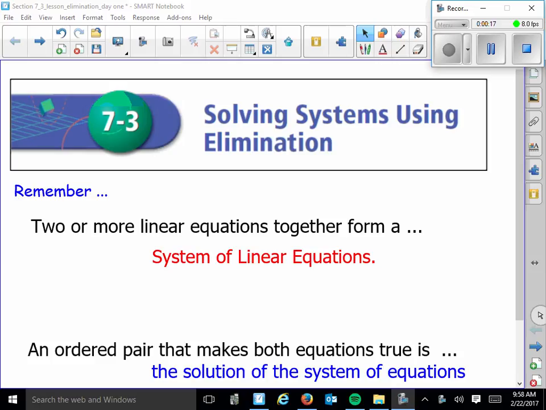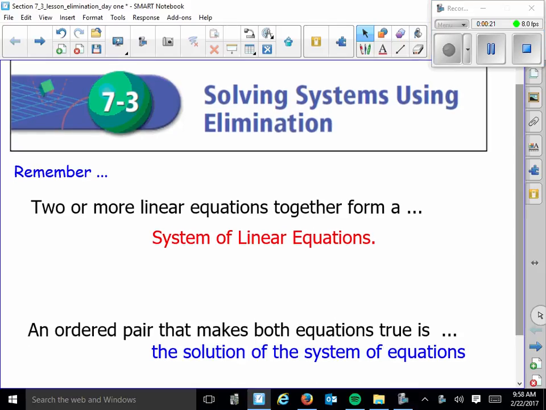These are just reminders that you don't need to put down in writing because we've already done this. Just a reminder that two or more linear equations together form a system of linear equations, and that an ordered pair that makes both equations true is a solution of the equations. Also, some systems have no solution, and some systems have an infinite number of solutions.